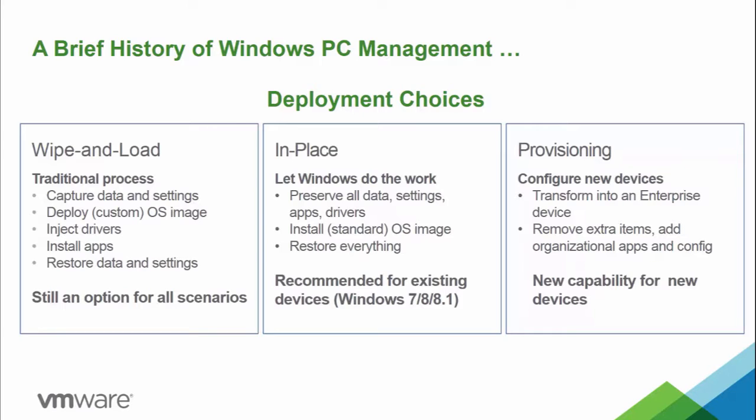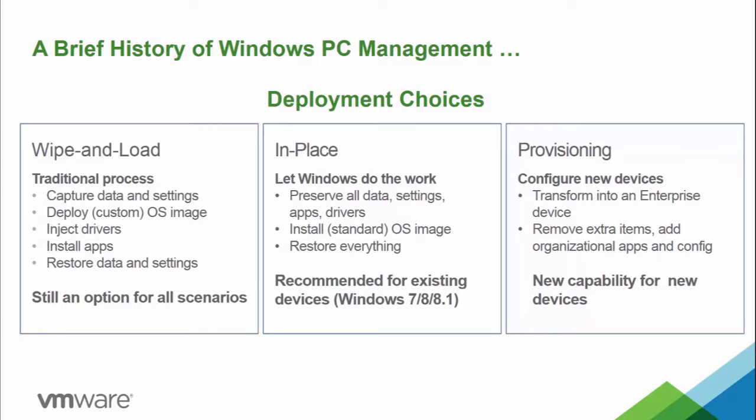The second was the in-place method, which was a little quicker and easier, and it let Windows do a little more of the work for you. Windows would preserve the data, the settings, the apps, and the drivers. It would then install the OS image, and then it would restore everything. So this is a little bit quicker and easier method, with less manual work required for IT.